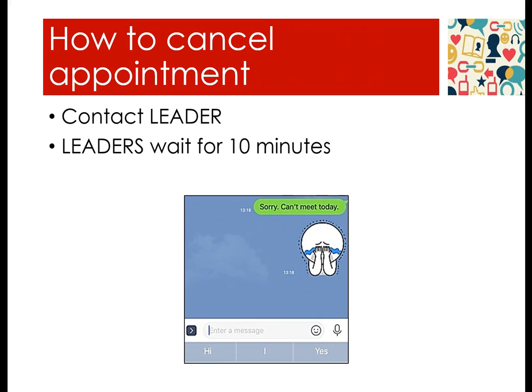It is your responsibility to inform the leader in the event that you have to cancel an appointment. It's okay if you have to cancel, but please let the other person know in advance if you know you're not going to be there. Leaders are instructed to wait for 10 minutes. If after 10 minutes you don't show up, the appointment is considered a no-show.